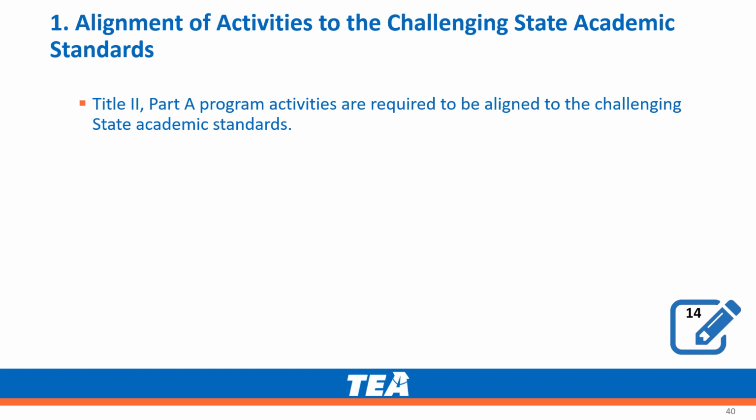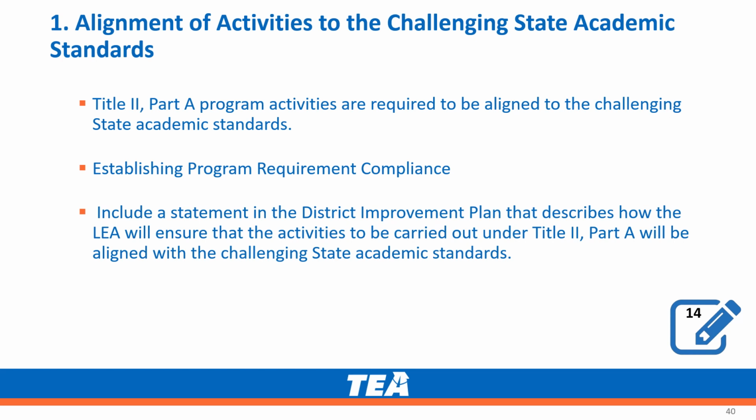Let's take a deeper dive into each of these key compliance requirements. We mentioned already that the Title II Part A program activities must be aligned with the state academic standards. An easy way to document that is to include a statement in a district improvement plan that describes how the LEA will ensure that activities to be carried out on the Title II Part A will be aligned with the challenging state academic standards. The LEA should also retain activity documentation.